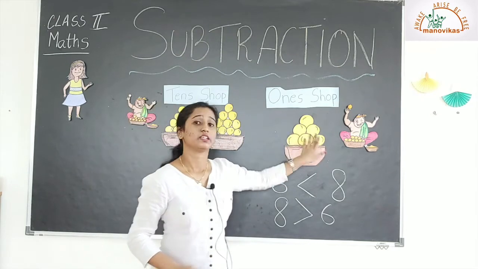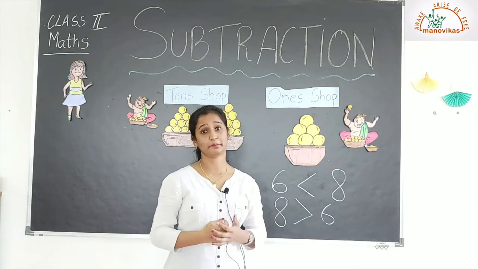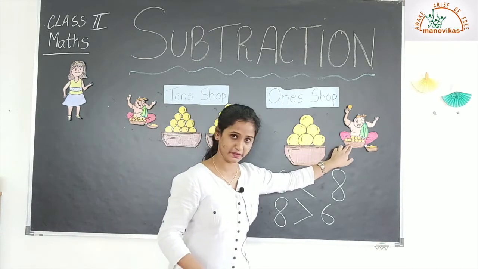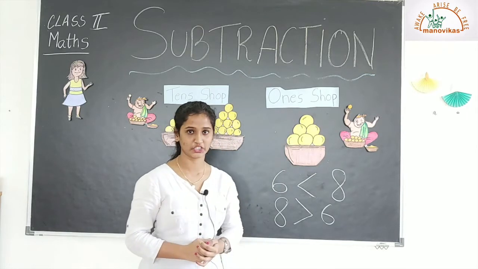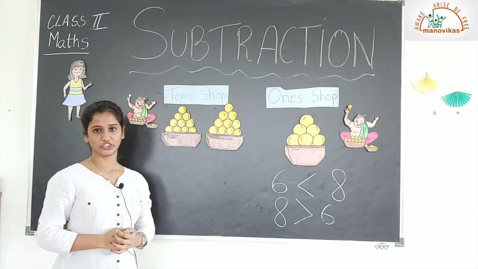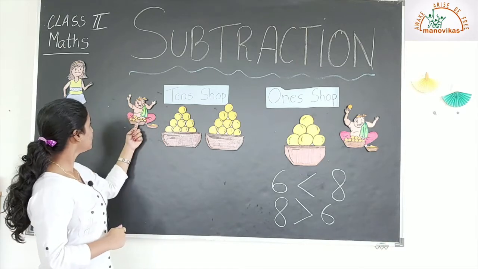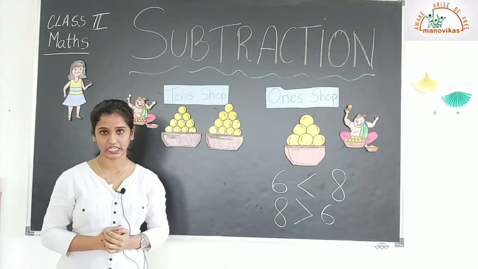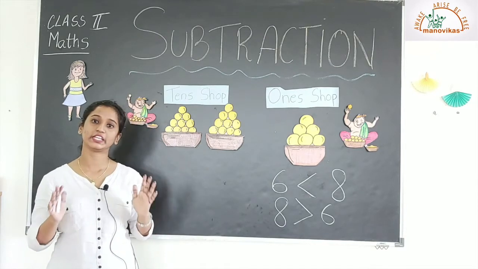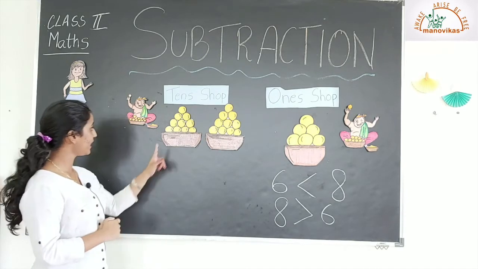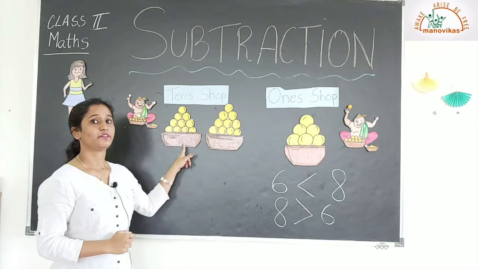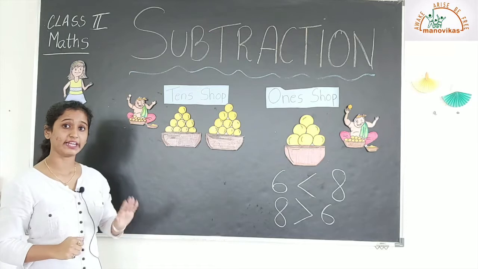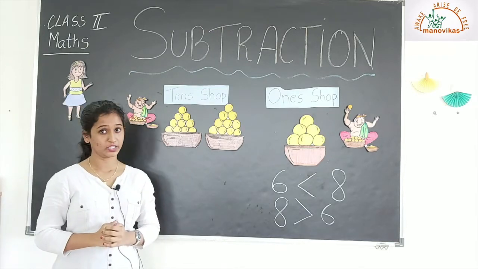Now Sweezel was sad because she couldn't take 8 laddus for her friends. But then the shopkeeper decided to go to his brother's shop that was named Tens Shop. The owner of the shop said there is a rule, you cannot take less than 10 laddus. You have to take a full box including 10 laddus. So here he had two boxes containing 10 laddus in each, and the rule was that you cannot take less than 10 laddus, correct?